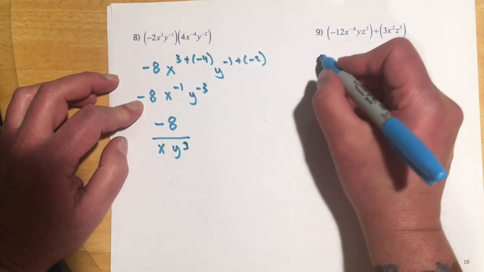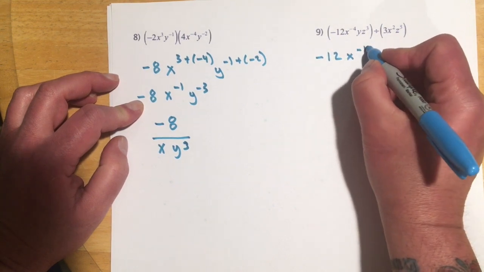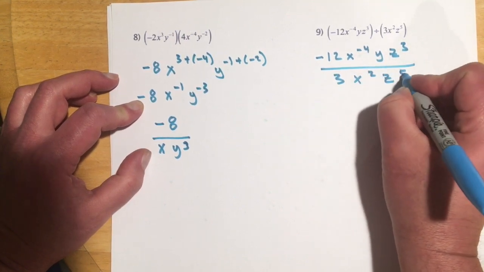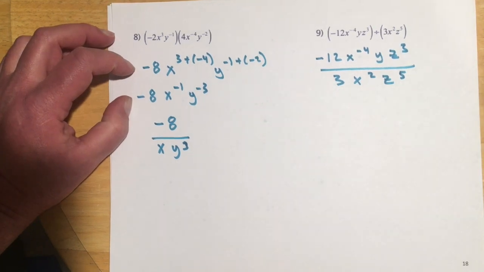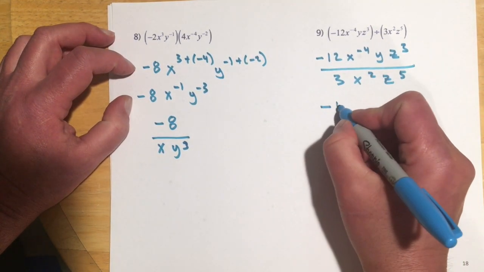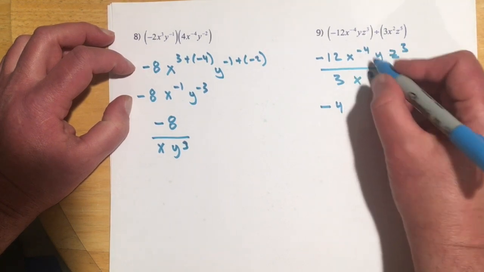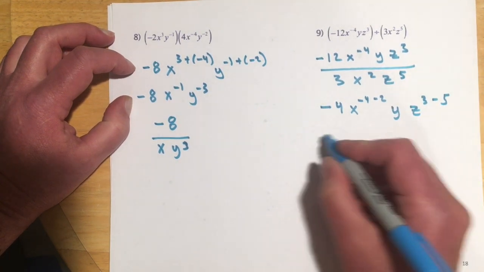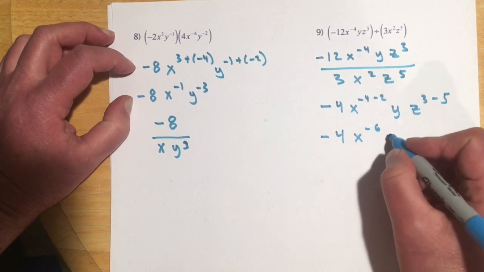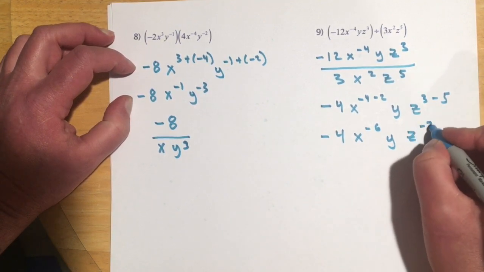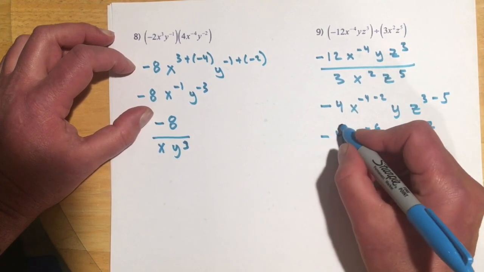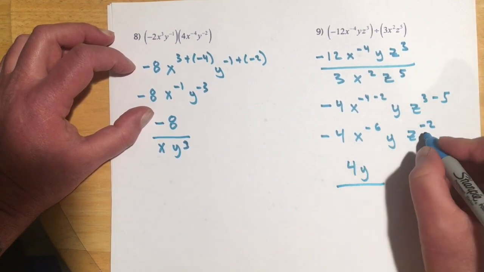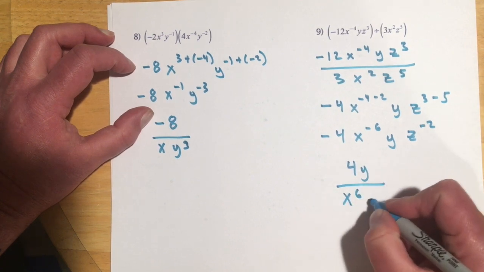This next one's a division, so I think I'm going to write it to look like that. And so this will be negative 12 over 3, so that'll be a negative 4. And then x to the negative 4, and then it's minus 2. Y and z to the 3rd minus 5. So negative 4, x to the negative 6, y, and it looks like z is to the negative 2nd. So again, this is just a negative 4, it's not a 4 to the negative 1. So the 4 would stay up top, and the y would stay up top, so they have positive exponents. And then those two with the negative exponents would drop down to the denominator.